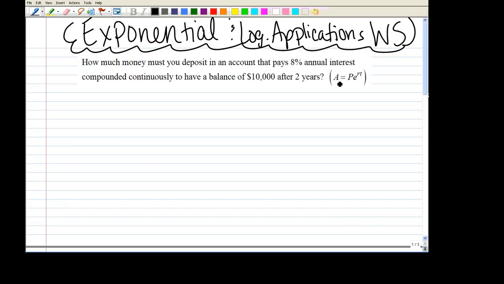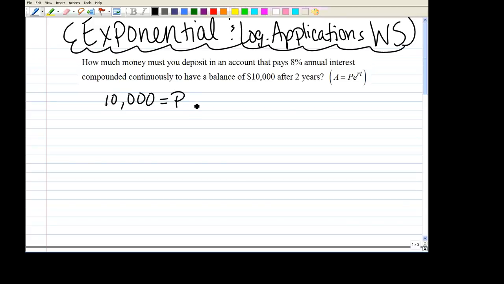It looks like PERT. Remember, A is the final amount, P is the starting amount, there's our number e, r is our rate in decimal form, and t is the time. So here we'll have our final amount. We have how much money we want to deposit in an account, so we're looking for that initial amount. We're given the final amount of $10,000.